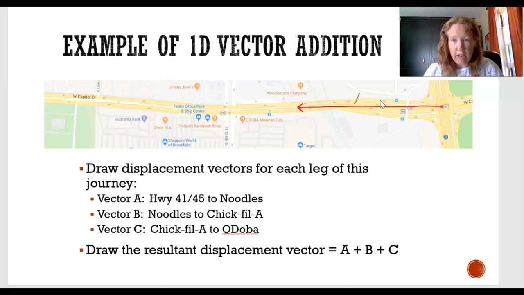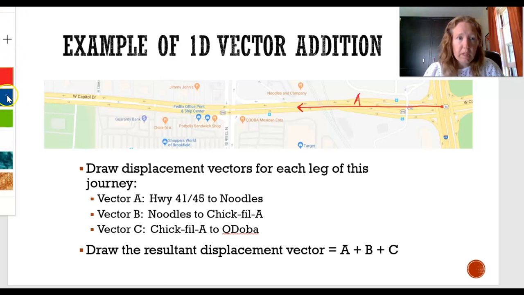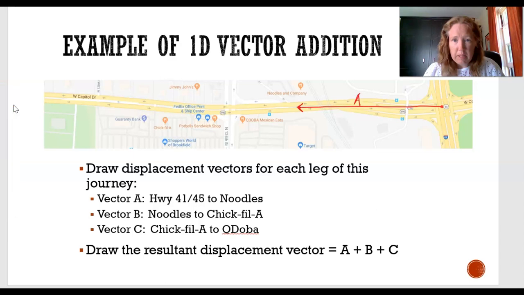Okay, so this is vector A. Okay, so this is delta x, right? And then I'm going to draw a second vector. Maybe I'll make this one blue. And it's going to go from Noodles to Chick-fil-A. So if I do that one, that means I'm getting back on Capitol and I'm going west again, to where Chick-fil-A is. That's vector B. So I'm drawing that one.